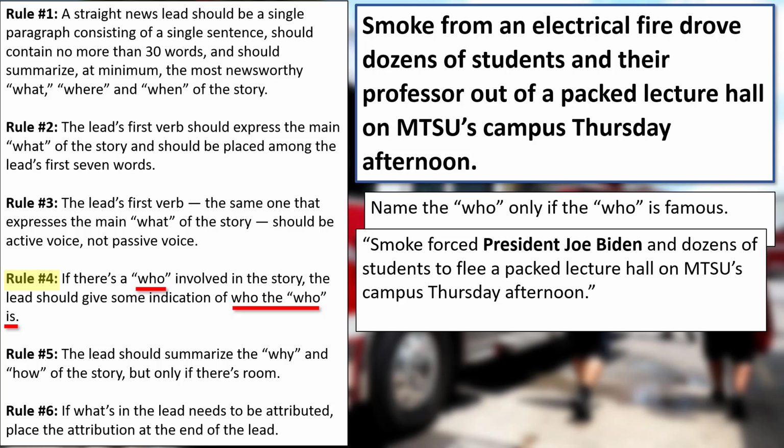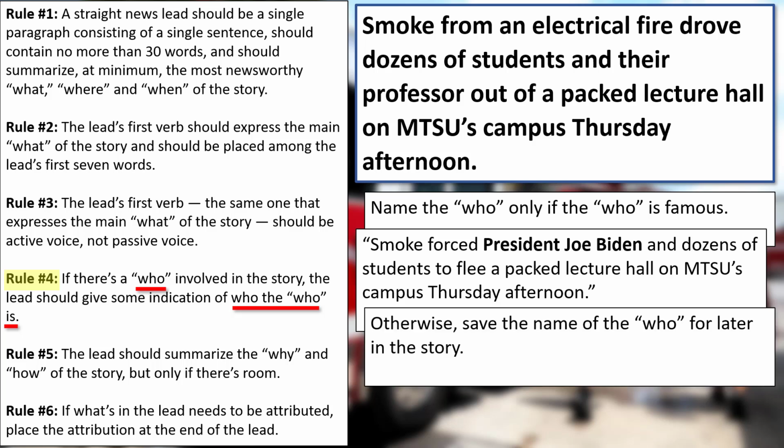Well, you would want to put his name in the story because everybody in the audience, whether they like him or whether they don't, is going to recognize him by name. So your lead would be: "Smoke forced President Joe Biden and dozens of students to flee a packed lecture hall on MTSU's campus Thursday afternoon." So in that case, you would name the who in the lead, give the person's actual name.